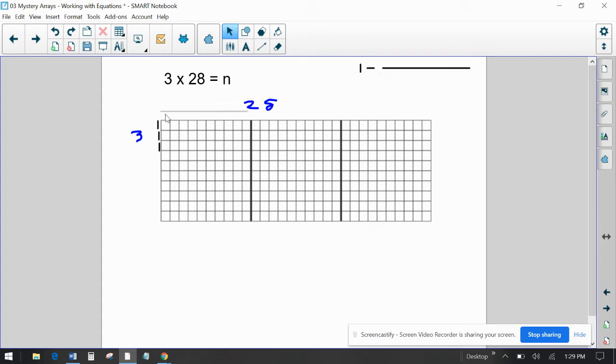So we're going to start with the tens. Here's 10. Here's 20. And then I need 8 of these bad boys. Maybe I'll just start figuring out how to clone this. Hold on.